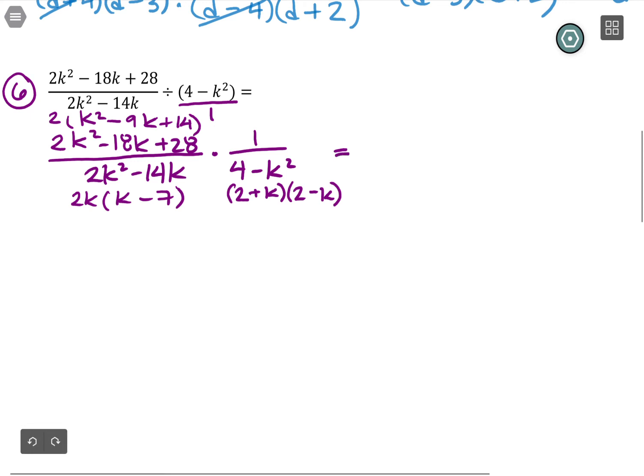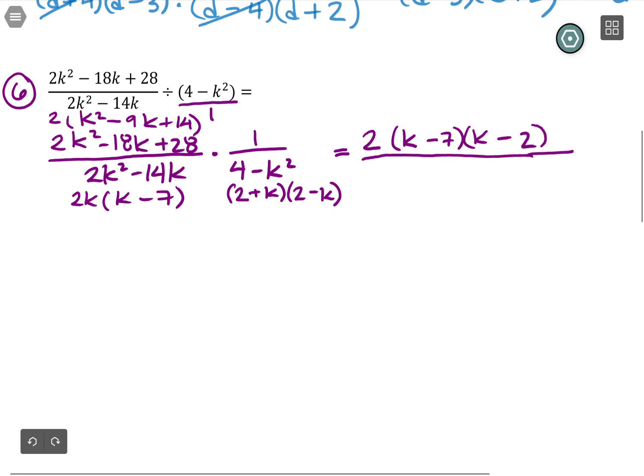Okay, so now I have 2 times k squared minus 9k plus 14. I'm hoping I can do better with that. I need factors of 14 that add up to negative 9. And that is negative 7 and negative 2. 7 times 2 is 14. They need to both be negative.